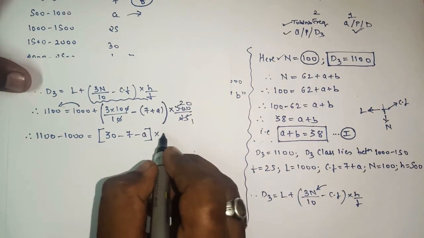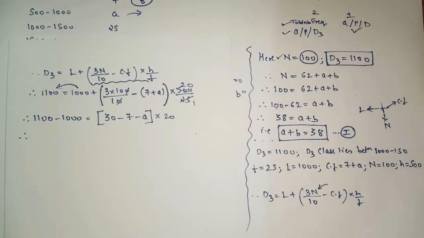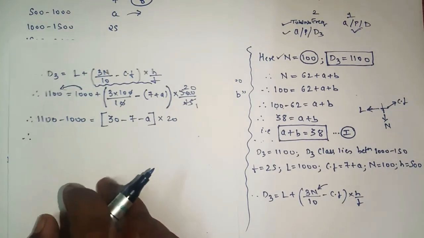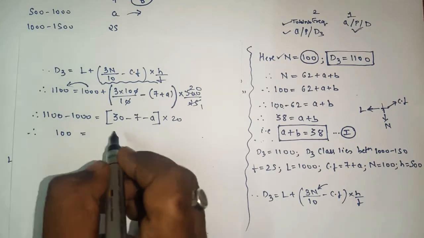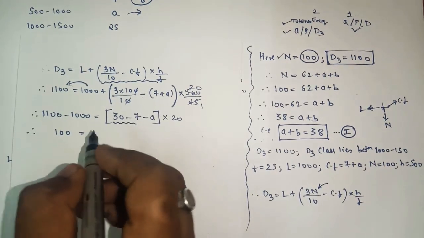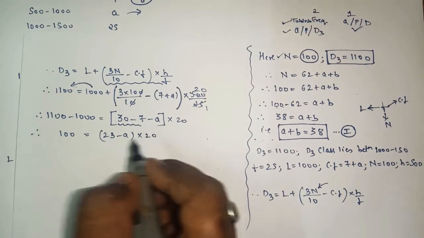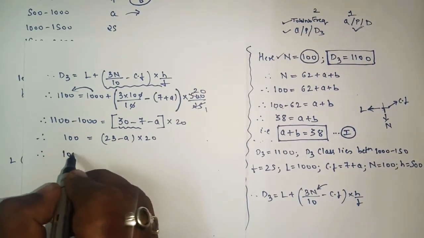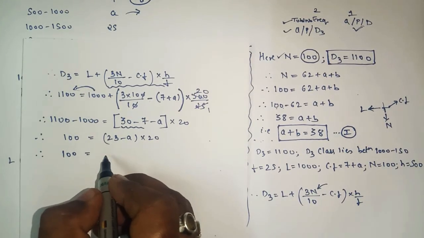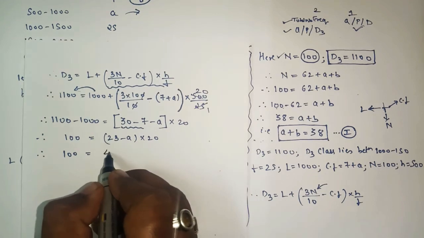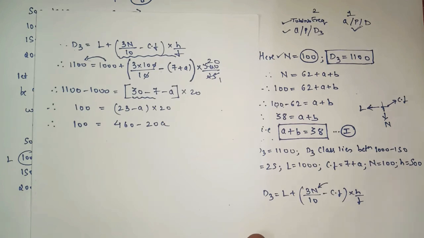Yes or no? So in the next step, 1100 minus 1000, here you will get 100, equals 30 minus 7, which is 23, minus A, into 20. So therefore 100 equals, bracket open, with this 20, 23 20s are 460, minus 20A. I hope you all understood till here.